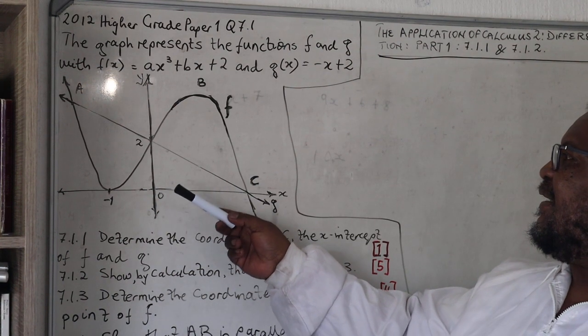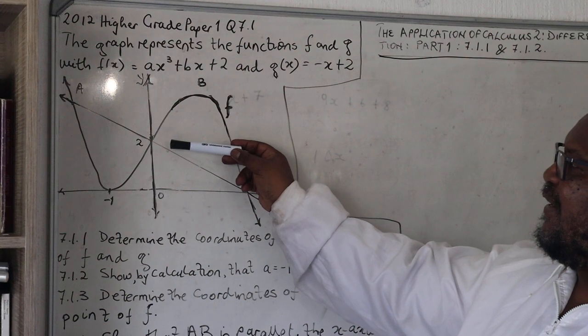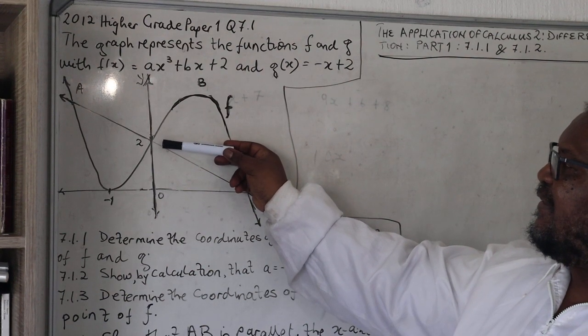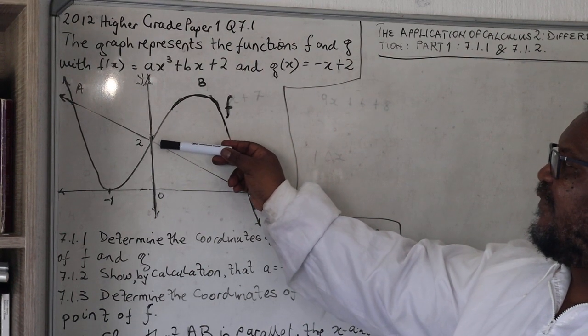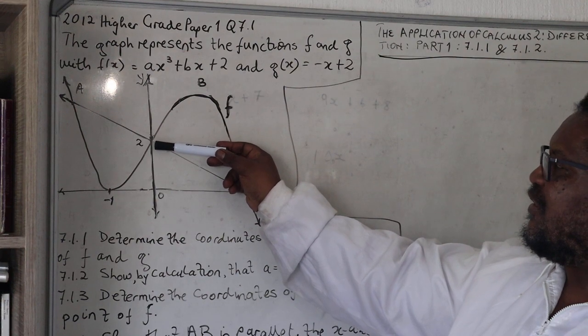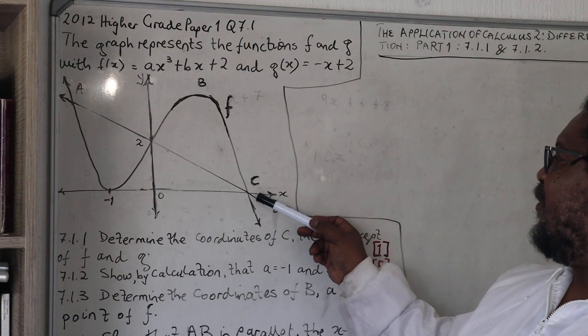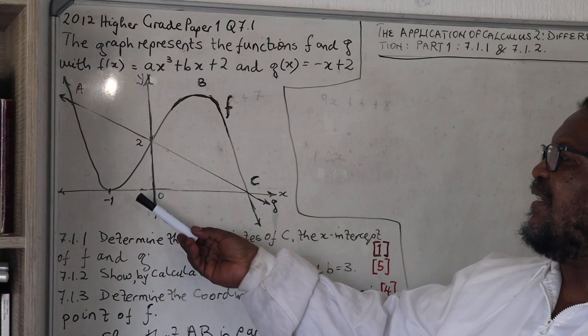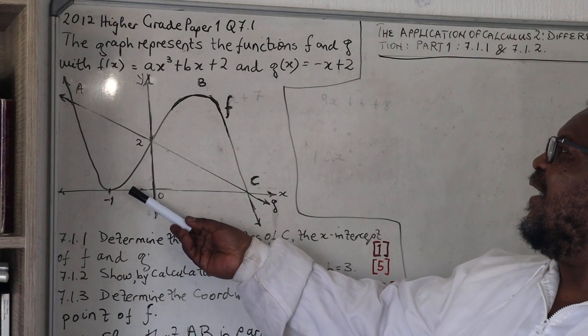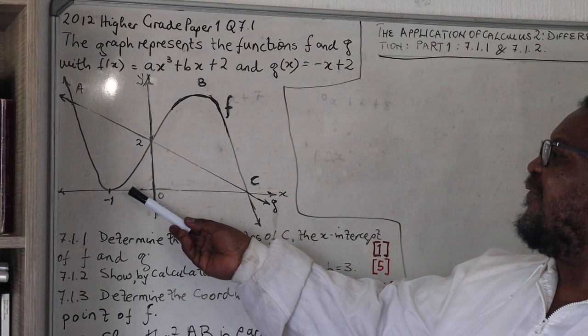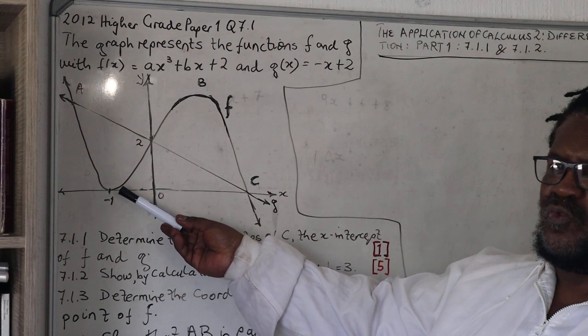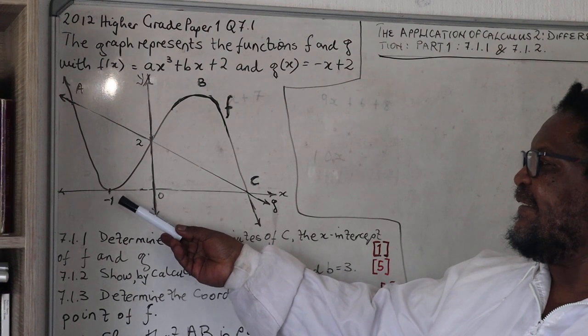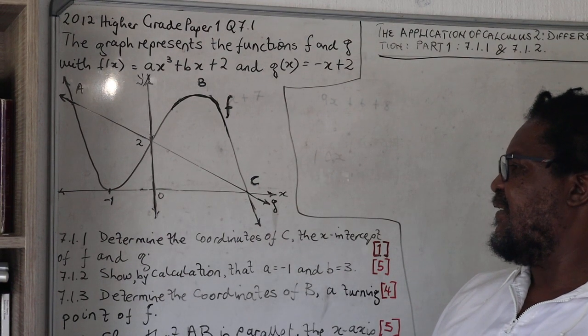You can see here that the line and the function f both meet at 2, and they also intersect at C. At -1, the cubic function f has a repeated root as it just touches the x-axis at -1.